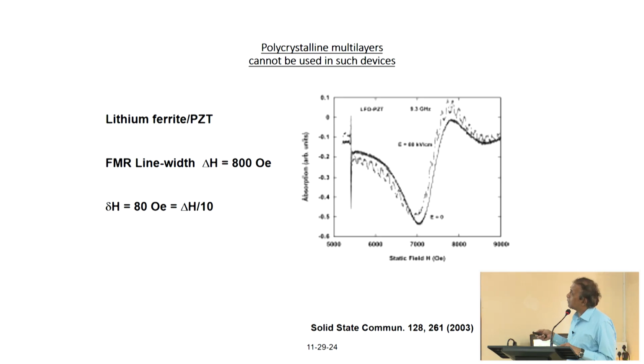Even if you apply a very large electric field as shown here, the tuning is by a very small static magnetic field, right. It is practically nothing, it is just 8 Oersted. The line width is 800, so it is a tenth of the line width. So, the tuning does not serve any purpose, right. So, the polycrystalline material is not something you want to use in any of the devices. It should be single crystal ferrites with reasonably small line width, so that the tuning is by several line widths.